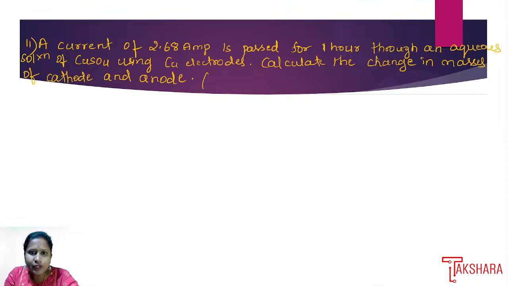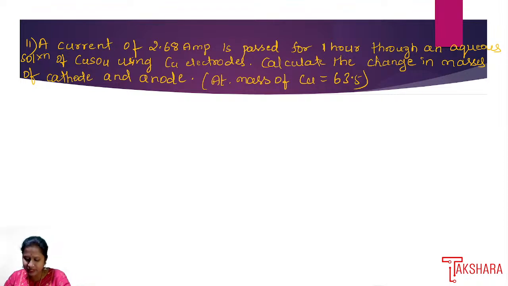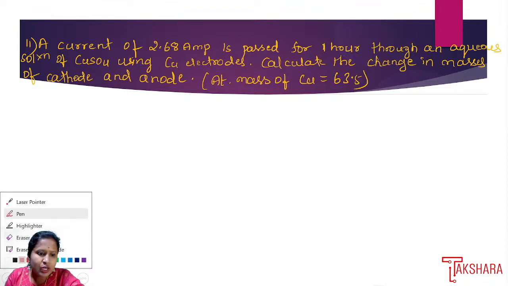Okay, so here the atomic mass of copper is given as 63.5. So what is the problem? A current of 2.68 ampere is passed for 1 hour through an aqueous solution of copper sulfate using copper electrodes. Calculate the change in masses of the cathode and anode. So here we have to find the change in masses, and the atomic mass of copper is given.